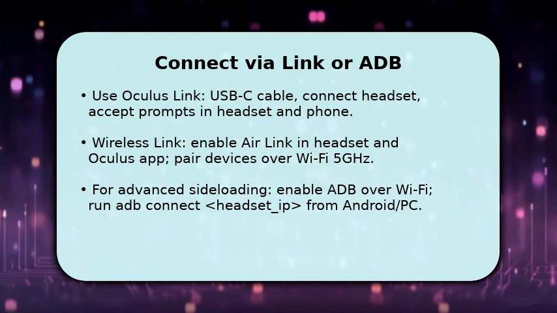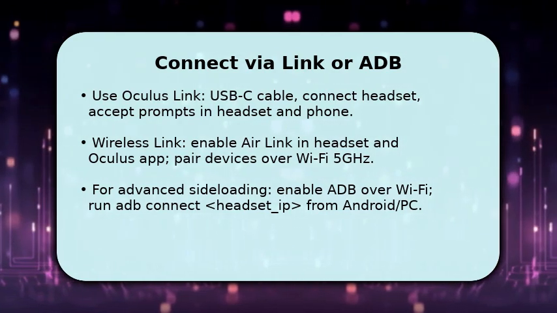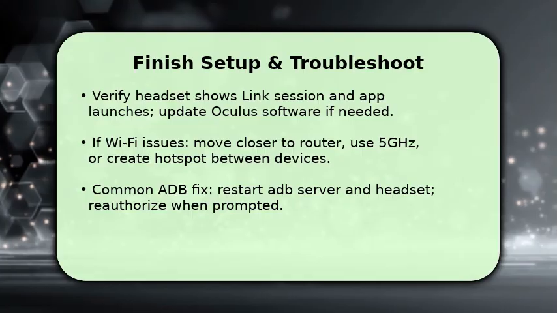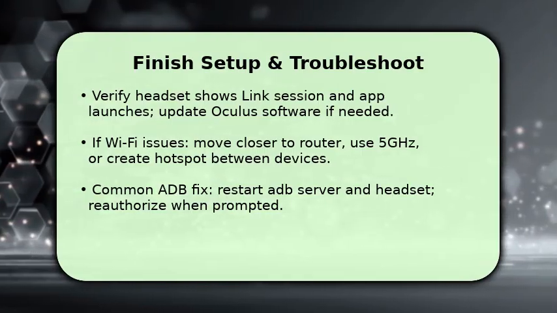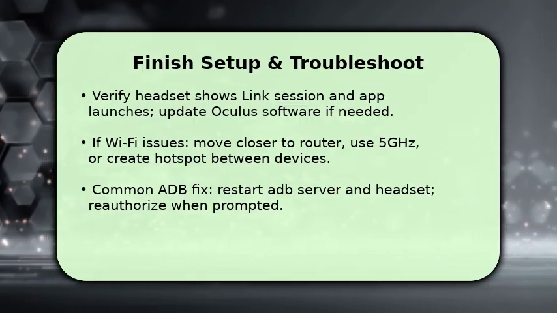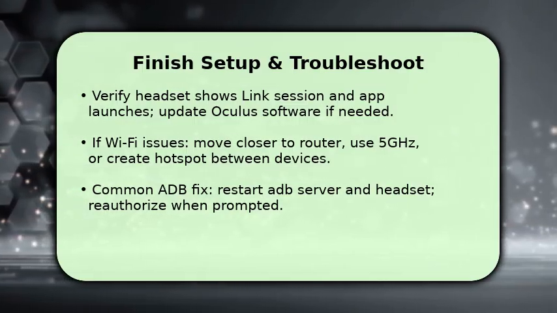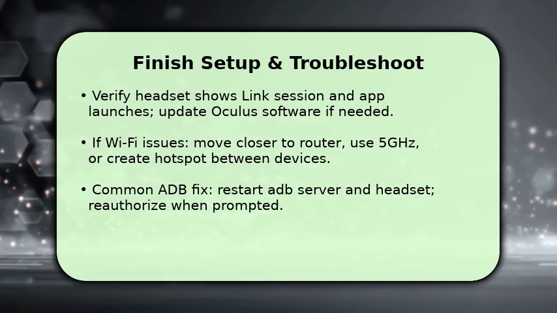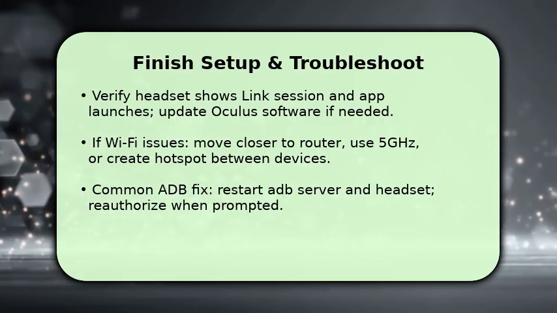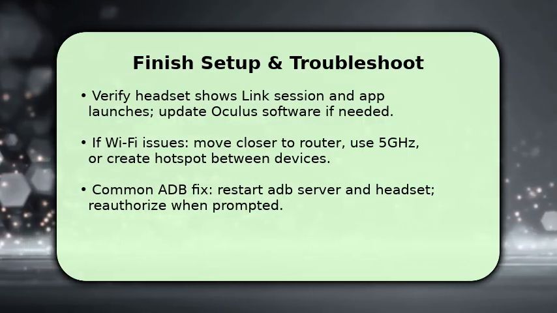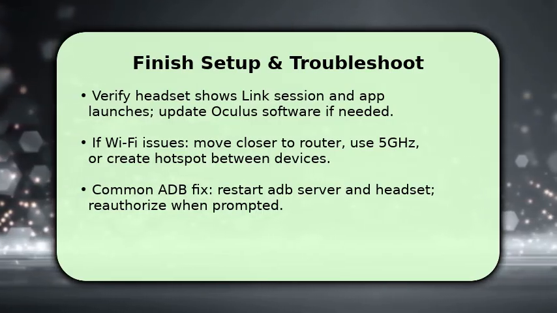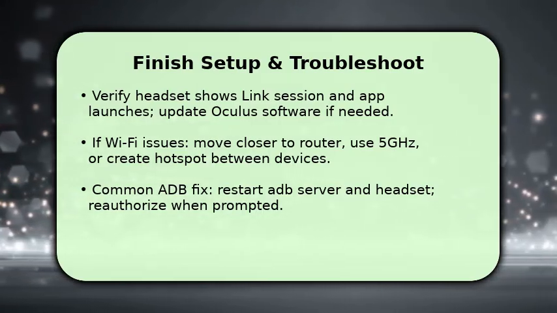Finalize and verify the connection before launching VR content. Make sure the headset displays an active link session and the app you want to use opens correctly. Update Oculus software on both devices if something won't start. If wireless performance is poor, move closer to the router, switch to 5 GHz, or temporarily use an Android hotspot to isolate network problems. For ADB issues, restart the ADB server and reboot the headset. Then reauthorize the connection when the headset prompts you to allow USB debugging.